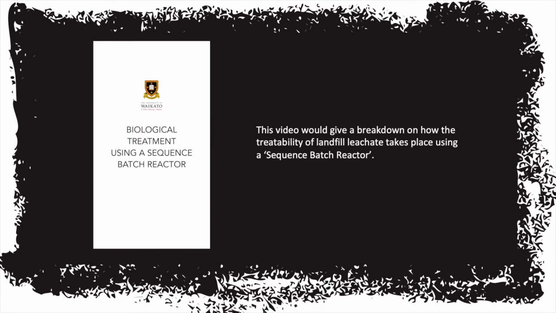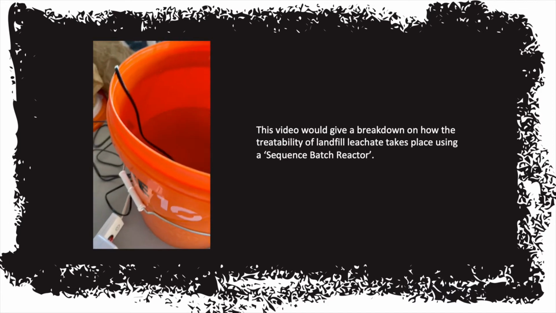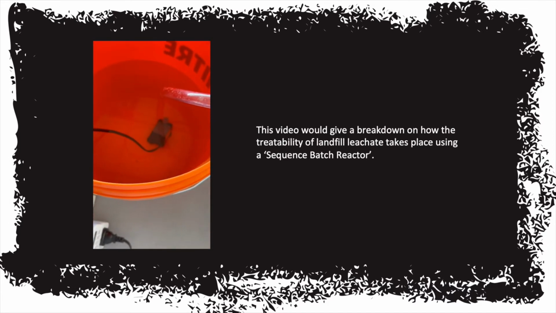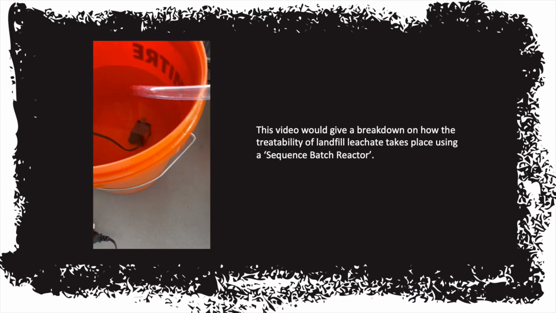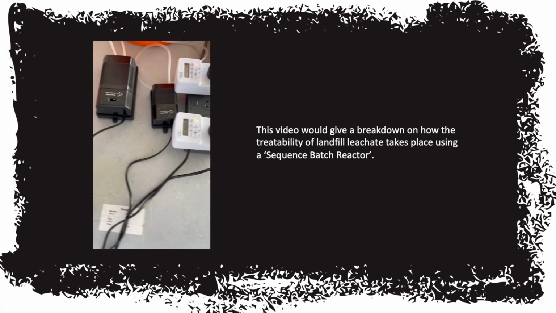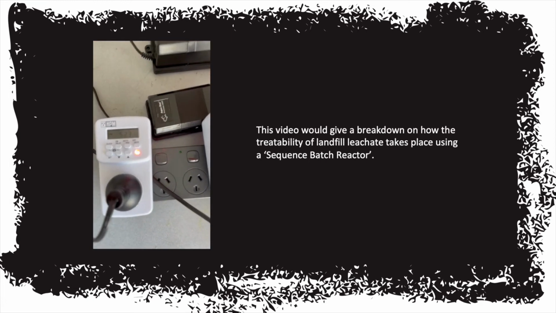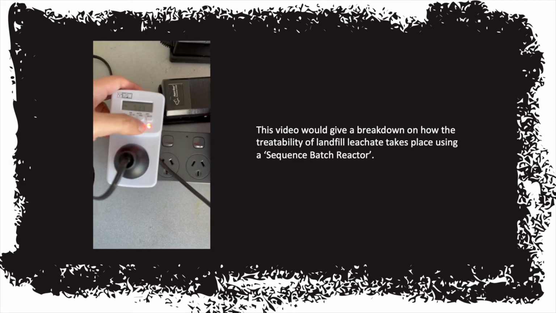This video gives a breakdown of how the treatability of landfill leachate takes place using a sequencing batch reactor. So you can see there's a digital timer there for the water pump, which will do the leachate dosing. The pipe is running through to the reactor. Here you can see that there are 2 air pumps. They are powered by 2 digital timers, and I'll show you how they were programmed.